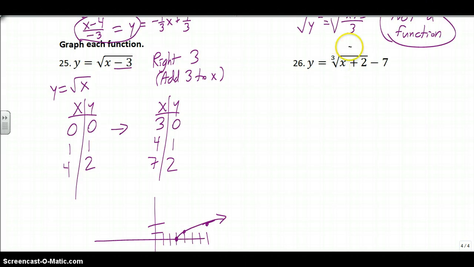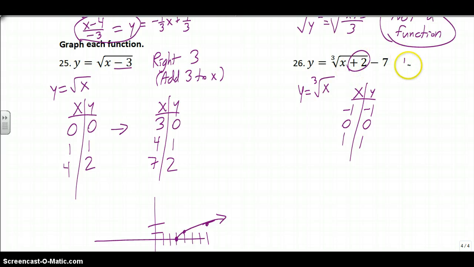All right. Cubed root's a little different. Start off with the cubed root of x. Your t-table is slightly modified. Now it's negative 1, 0, 1 and negative 1, 0, 1. Okay. This time, the negative 2 makes you go left 2, and the negative 7 makes you go down 7. So we're going to subtract 2 from x and subtract 7 from our y's. So subtract 2 from all those, and we're going to subtract 7 from all those.